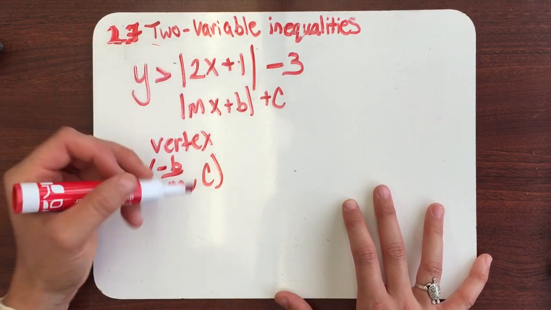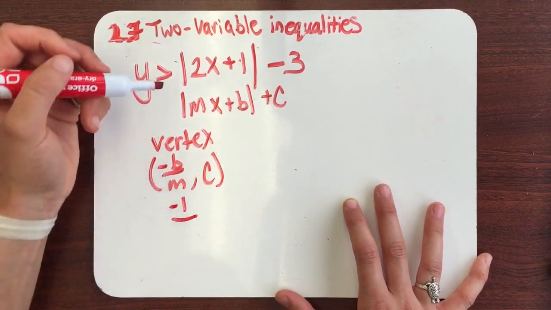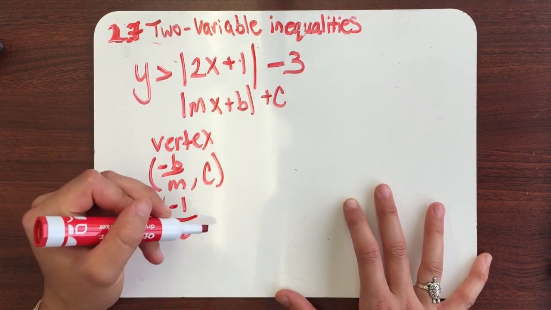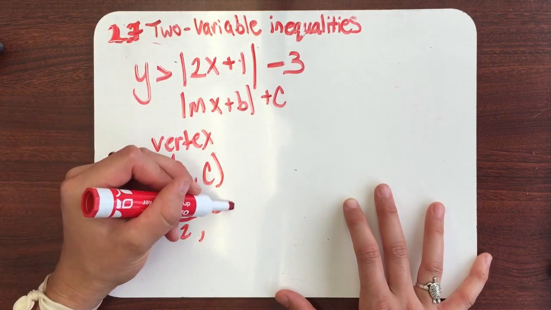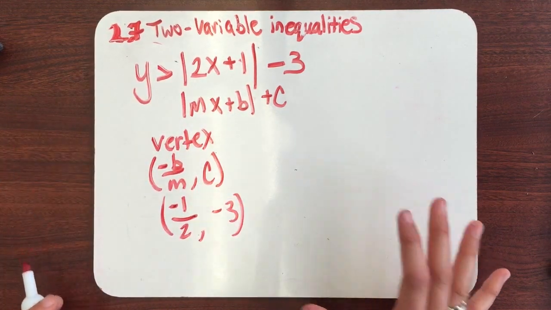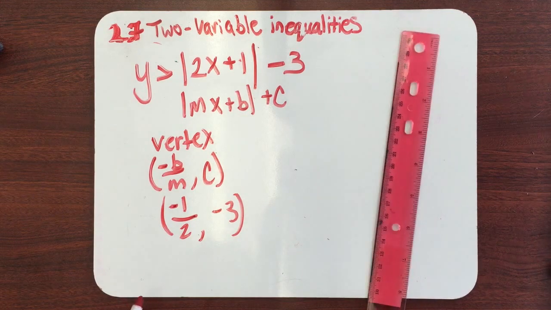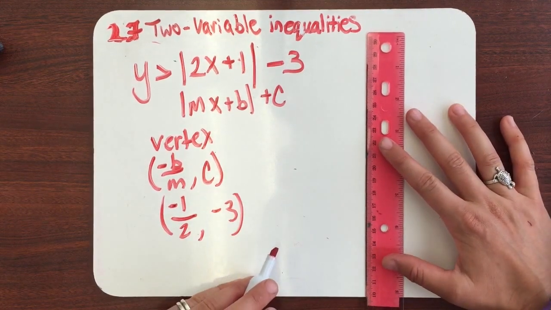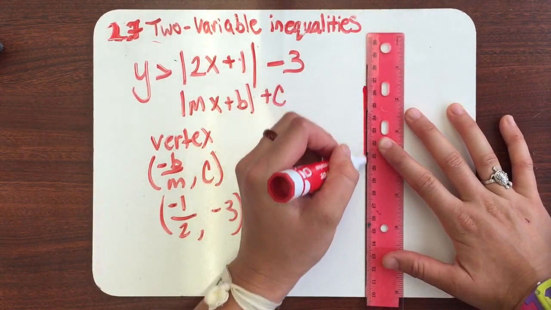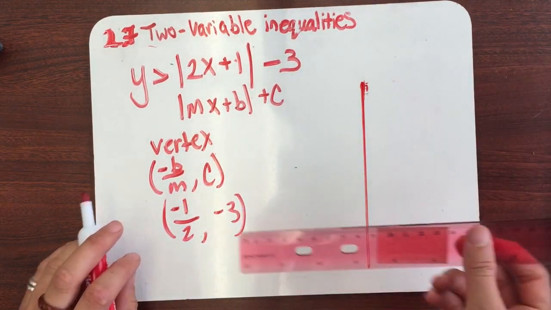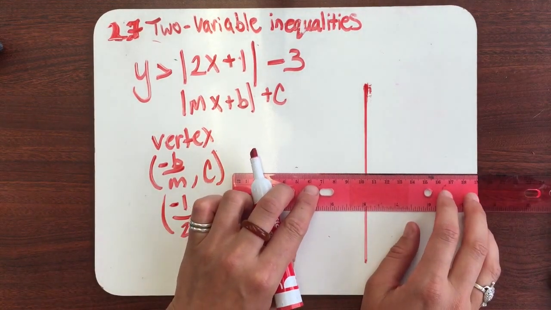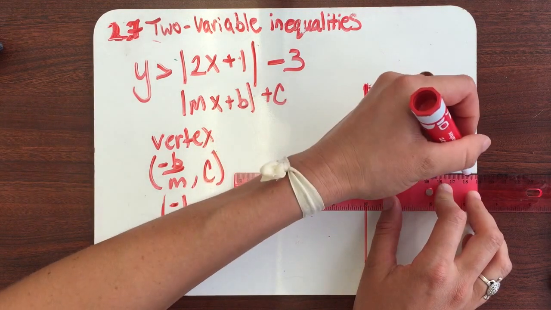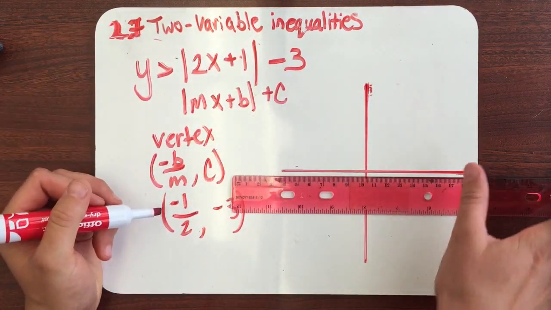We know b is 1, so we have a negative 1 over our m is 2, comma, our c is a negative 3. So we're going to go ahead and graph that. We'll draw in our axes, and we'll first plot the vertex, and then we can use our slope to find other points.